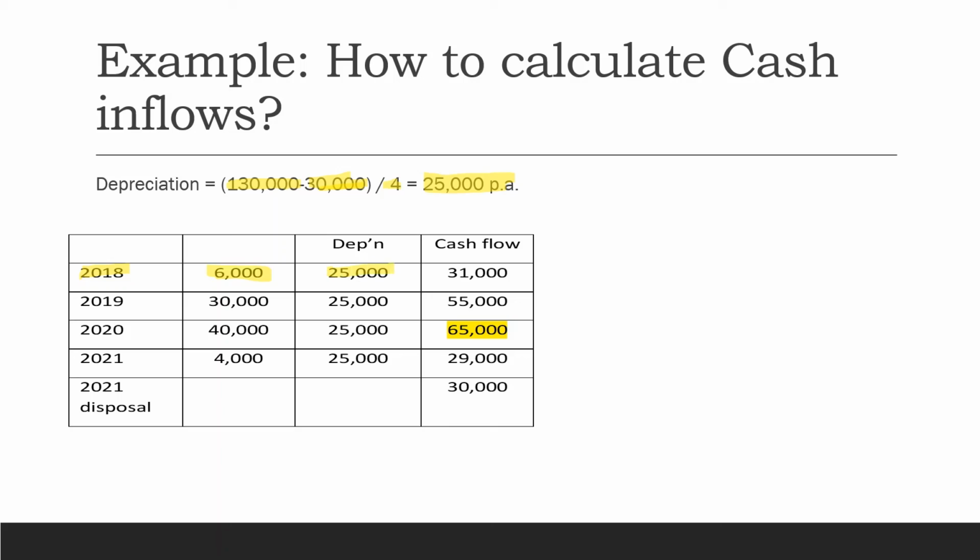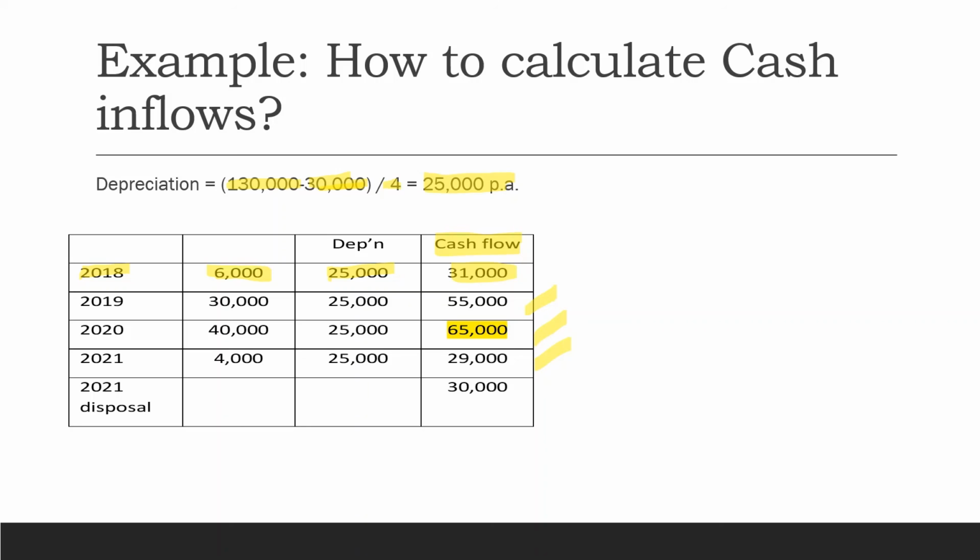So this is our depreciation. All we are doing is adding back the amount of depreciation. So 6,000 was our operating profit that was given after charging depreciation. We are adding back 25,000, which was actually a non-cash expense. So how much cash inflow do we have? We actually have a cash inflow of 31,000. Similarly we do it for 2019, 2020, 2021.